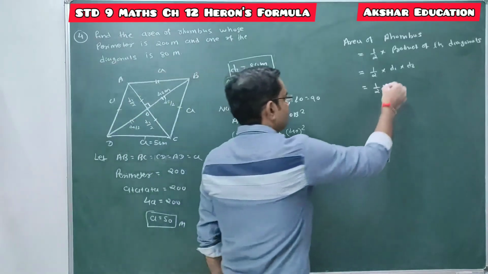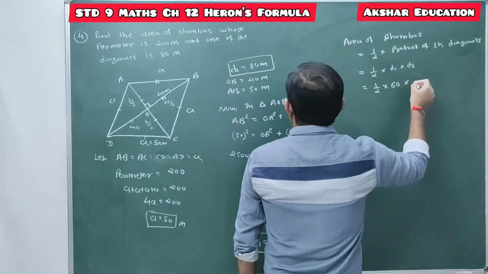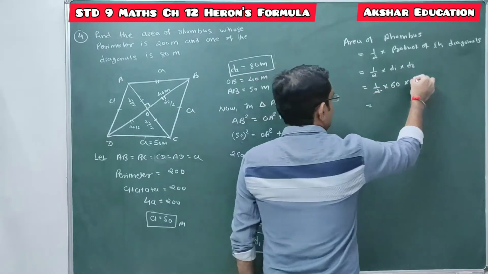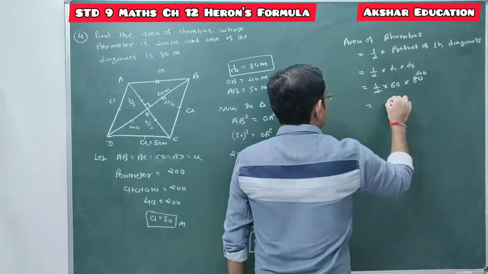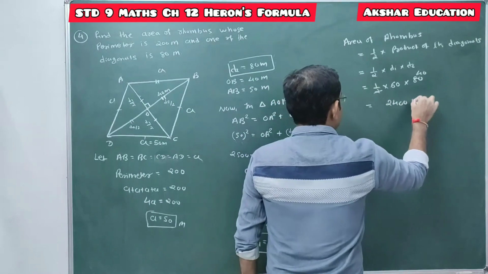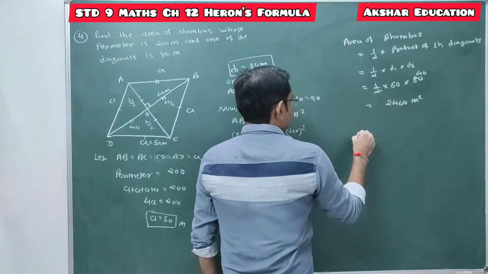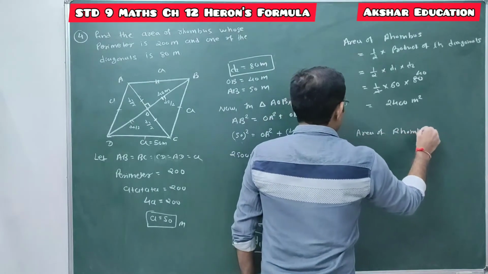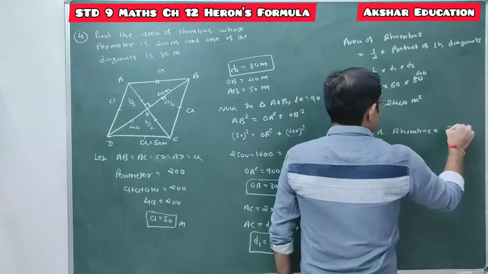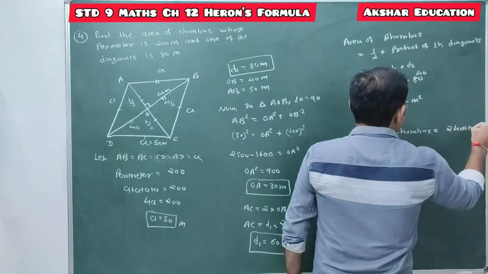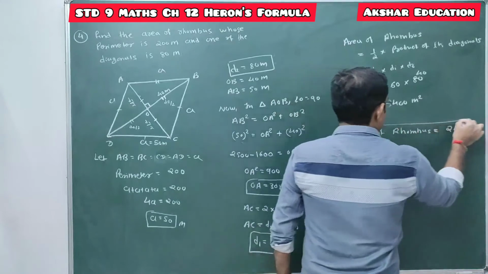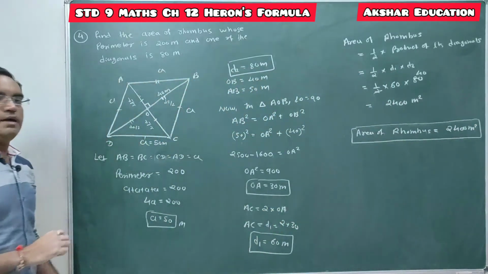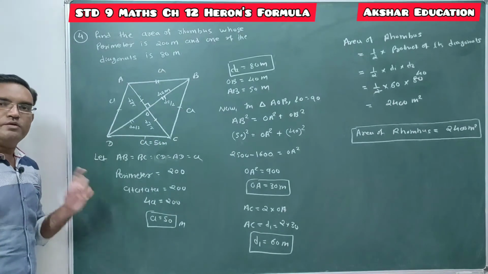D1 that we have derived is 60 and D2 is 80. So this is equal to 2 4s are 8, 6 4s are 24, 2400 meter square. So our answer is area of rhombus is 2400 square meter, or meter square, is the answer. Clear students? So this is how you can find the area of rhombus. Pause the video and note it down.